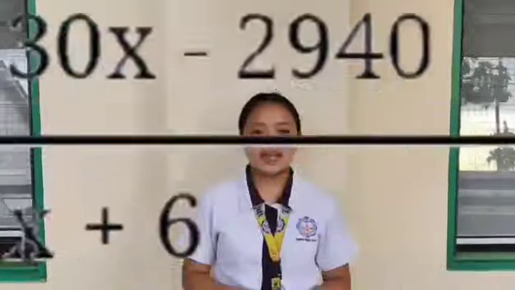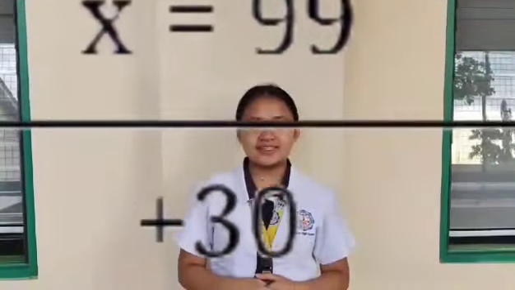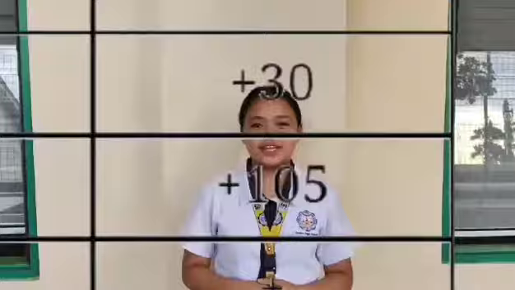positive 30. Let us substitute x is equal to negative 7 with the equation x plus 6, and the answer is negative 1. Second, let us substitute x is equal to 0 with the equation x plus 6. The answer is positive 6. And third, x is equal to 99, and the answer is positive 105.